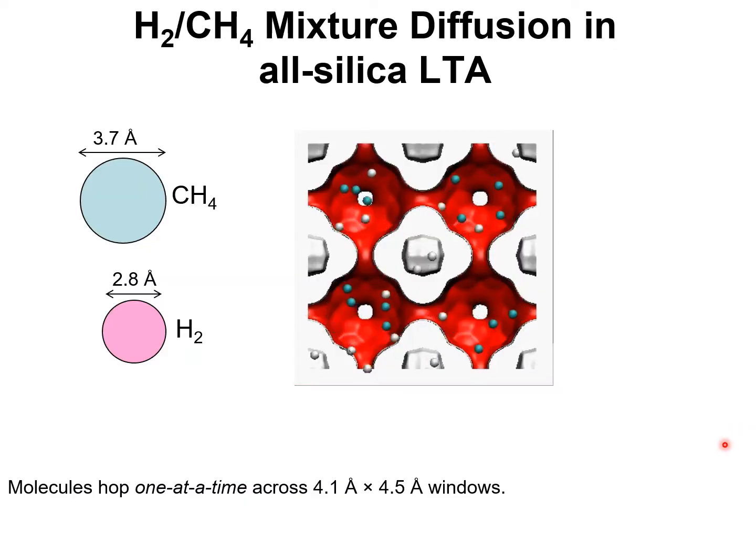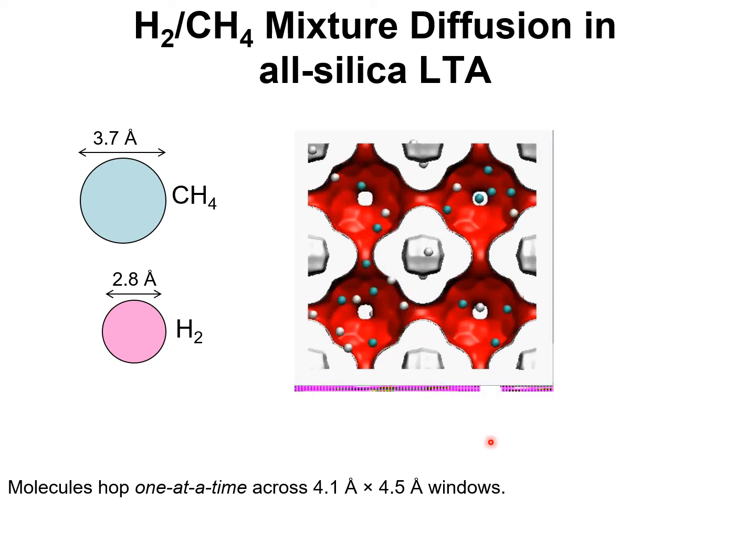Let's first have a look at hydrogen-methane mixtures. Both molecules jump one at a time across the narrow windows. Since the diameter of hydrogen is significantly smaller than the diameter of methane, the diffusivity of hydrogen is significantly larger than the diffusivity of methane.